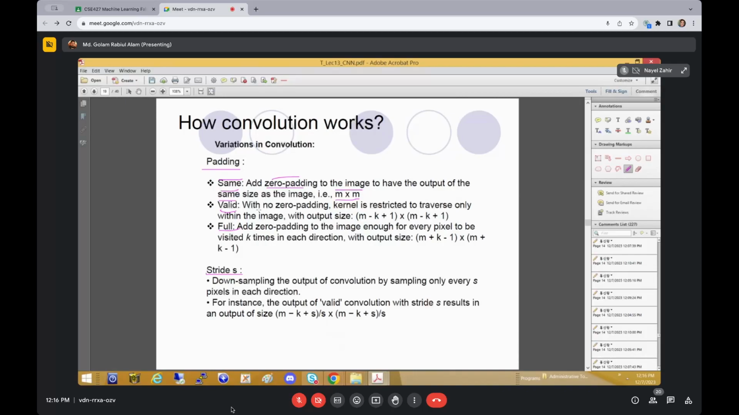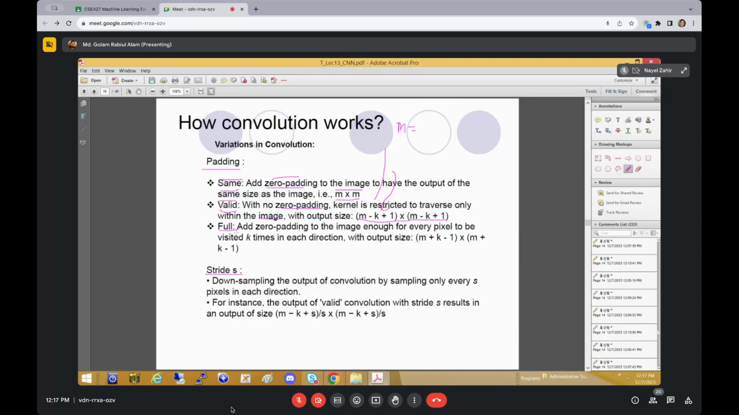Then valid. In this case, with no zero padding, the kernel is restricted to traverse only within the image, and the output size will be this. So what does it mean? It means m is the dimension of our image, and k is our kernel size. Usually we have considered here this 3 by 3. So the output size is m minus k plus 1.